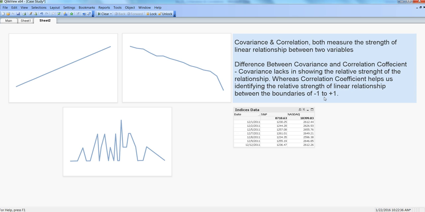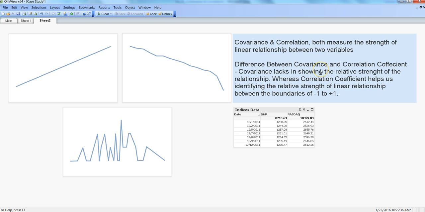And that's a major difference. In layman language, the correlation coefficient has boundaries of minus 1 to plus 1, where minus 1 represents a perfect negative linear relationship and plus 1 shows a perfect positive linear relationship. And if the values lie between minus 1 and plus 1, then we can identify whether there is a negative or a positive relationship between the two variables.